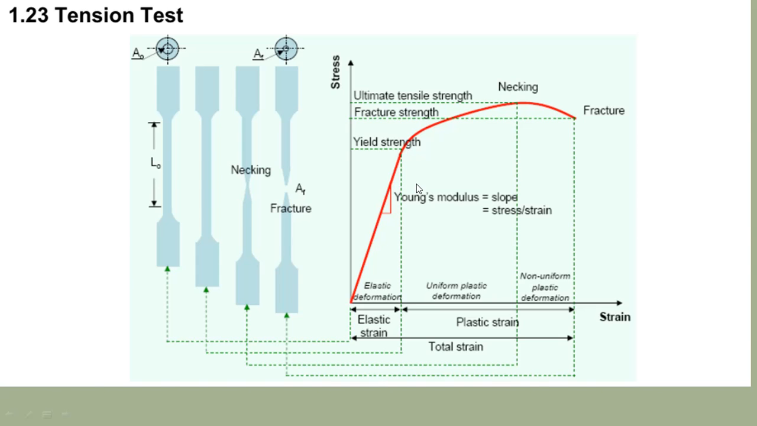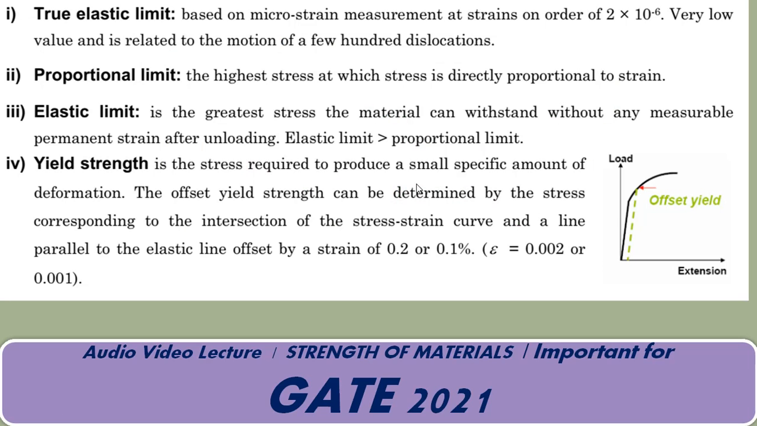Now true elastic limit is based on micro strain measurement at a strain on the order of 2 times 10 raised to minus 6, a very low value, and is related to the motion of a few hundred dislocations. Proportional limit is the highest stress at which stress is directly proportional to strain. Elastic limit is the greatest stress the material can withstand without any measurable permanent strain after unloading. Elastic limit is greater than proportional limit.